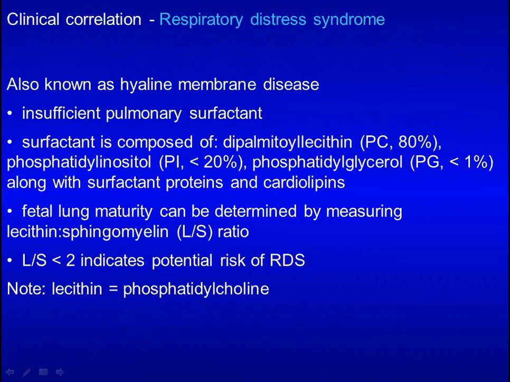Phosphatidylcholine, also called lecithin, is the major component of lung surfactant. When PC levels are low, as indicated by a low PC to sphingomyelin ratio, infants have high risk for respiratory distress syndrome.